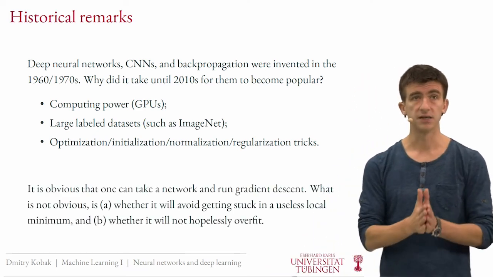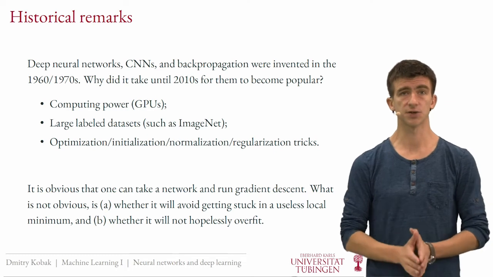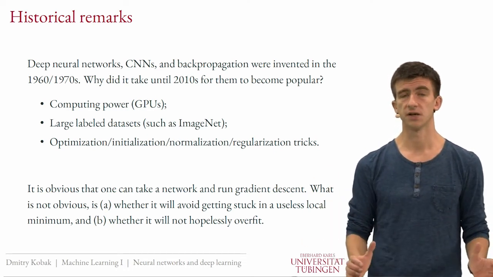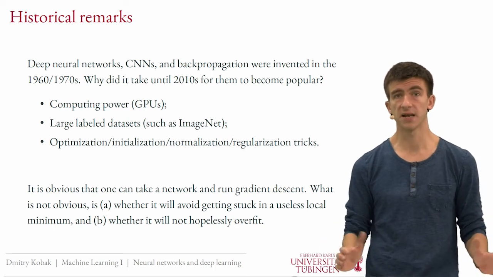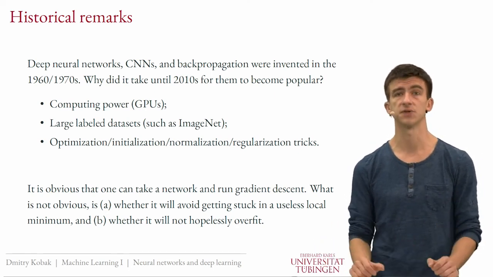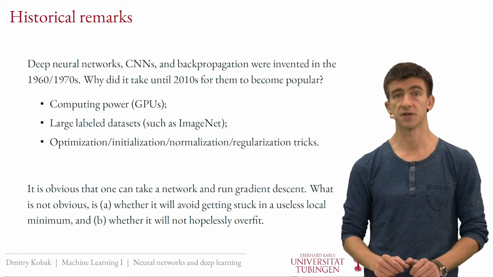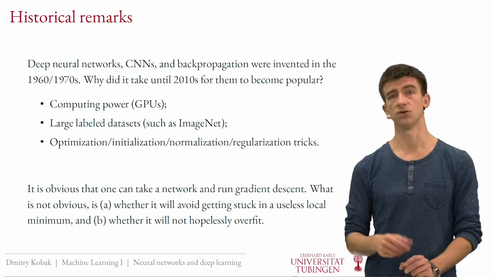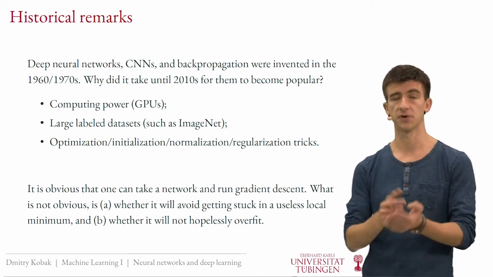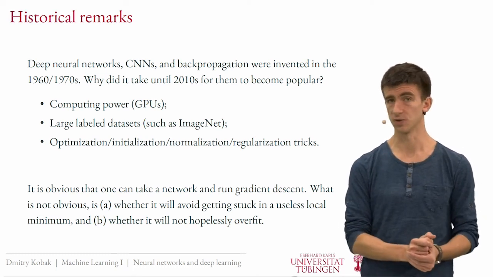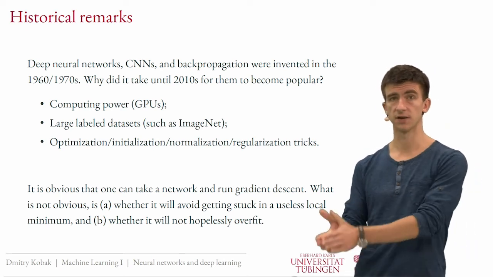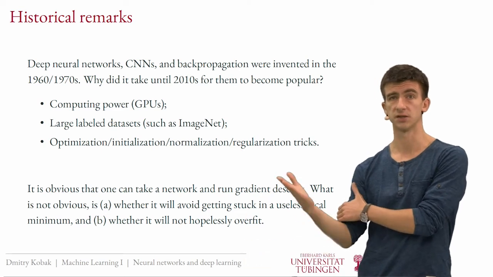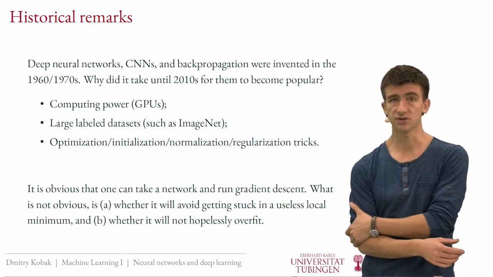And another thing: in some sense it is obvious that you can take a deep neural network, and if it's deep enough it has many, many millions of parameters. So of course it's a very expressive model and you can run gradient descent on that, that's clear. What is not a priori clear is, first, that it will not get stuck in some useless local minimum, that it will actually get somewhere useful, that maybe is not exactly the real global minimum, but is good enough. That is not obvious.